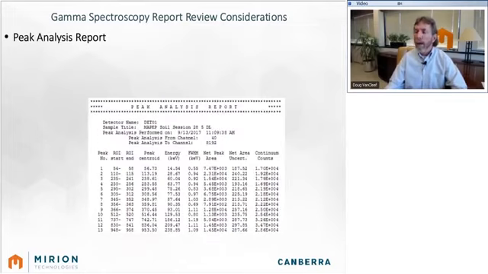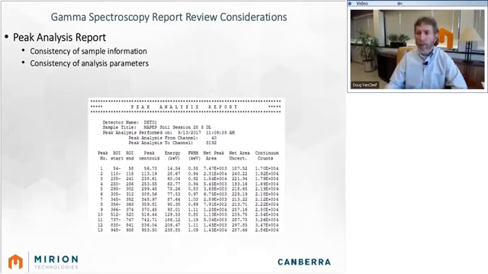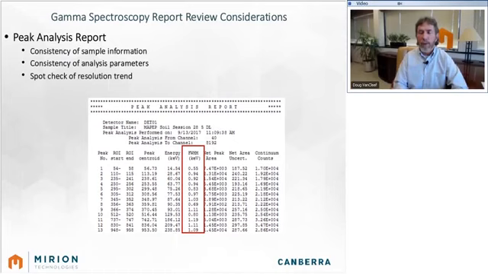Okay. Next up is the peak analysis report. Again, we have the opportunity to look at consistency of sample information, analysis parameters, and we can do a spot check of the resolution trend. Since we expect the resolution to increase over increasing energy, we should see that demonstrated in our peak analysis report.